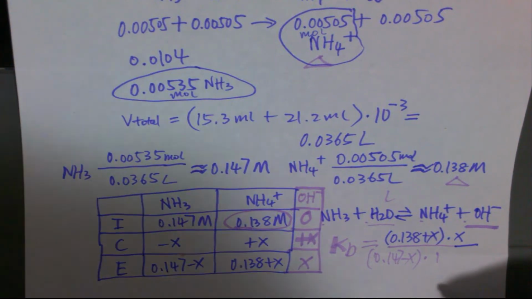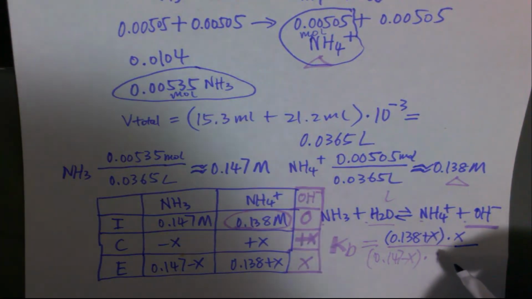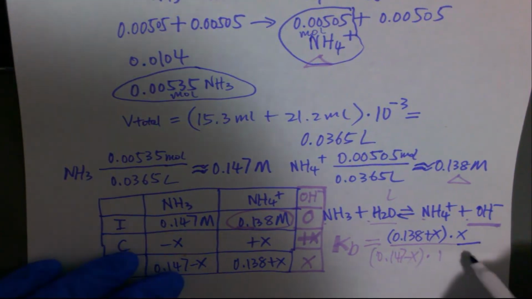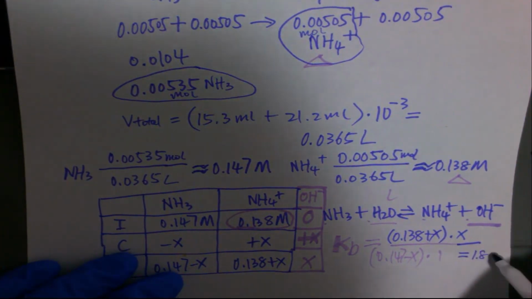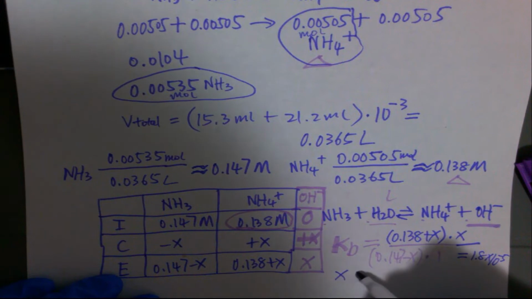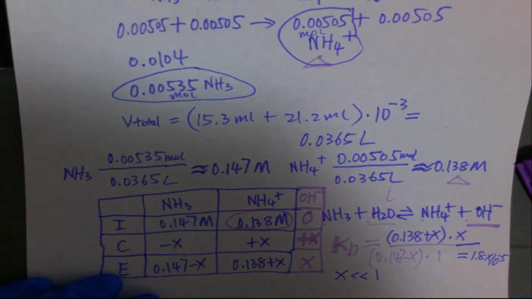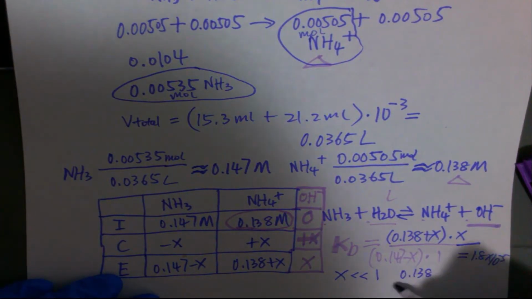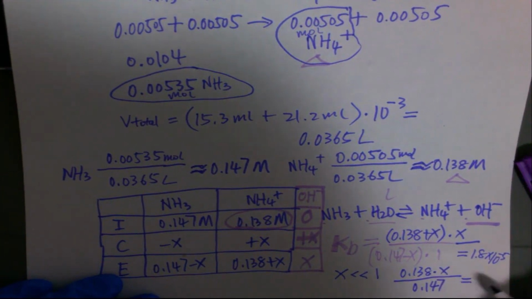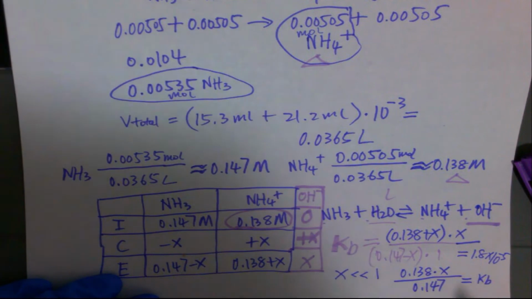So that's what we got here. Again, if we do this work, remember this is equal to the already given 1.8 multiplied by 10 to the negative 5. This is going to be a quadratic equation, and we assume x is very small. So we can use 0.138 multiplied by x and divided by 0.147, equal to our Kb, which is the same 1.8 multiplied by 10 to the negative 5.